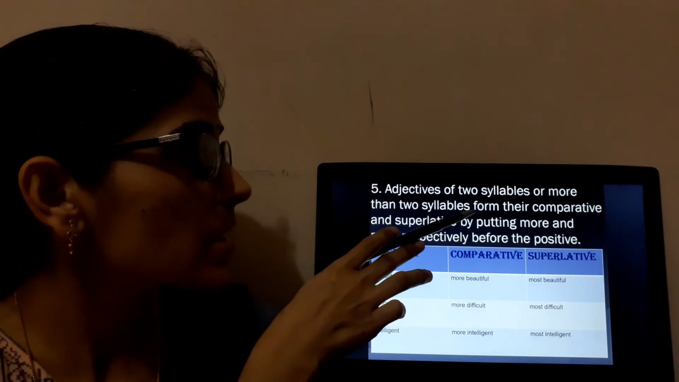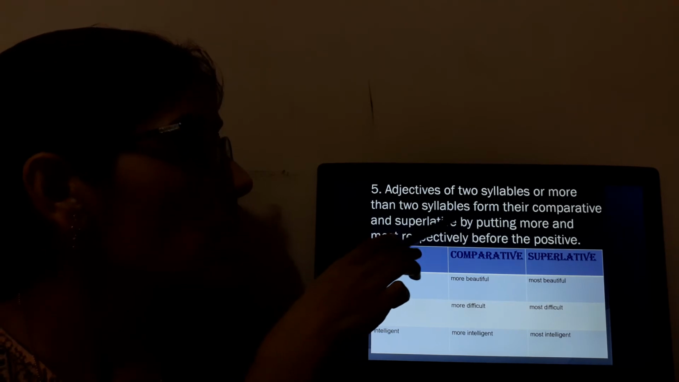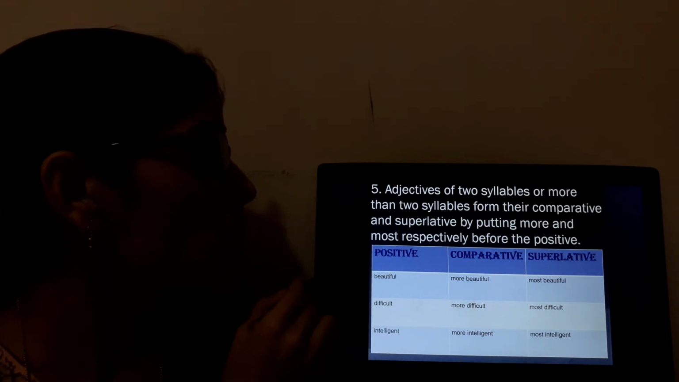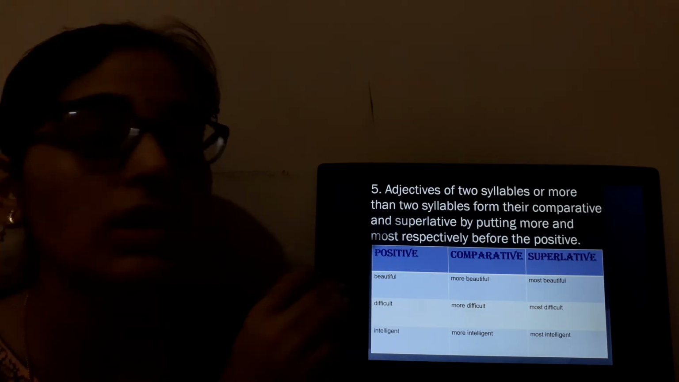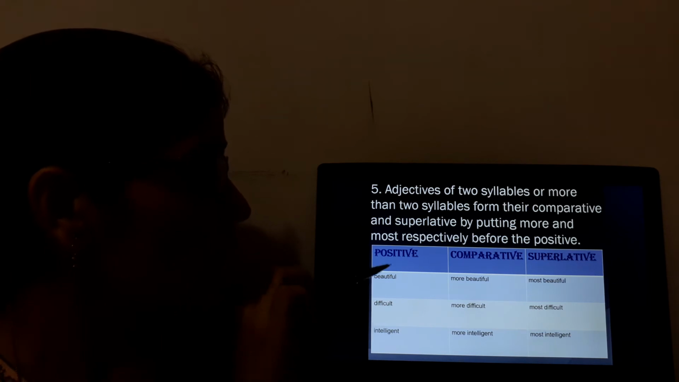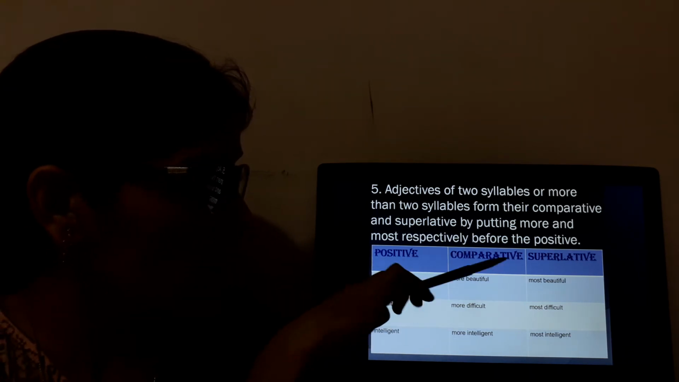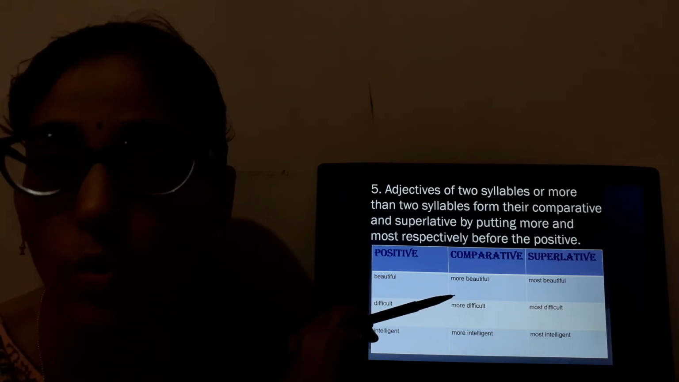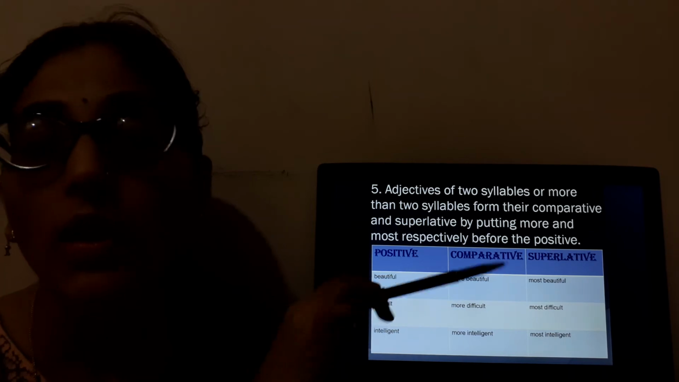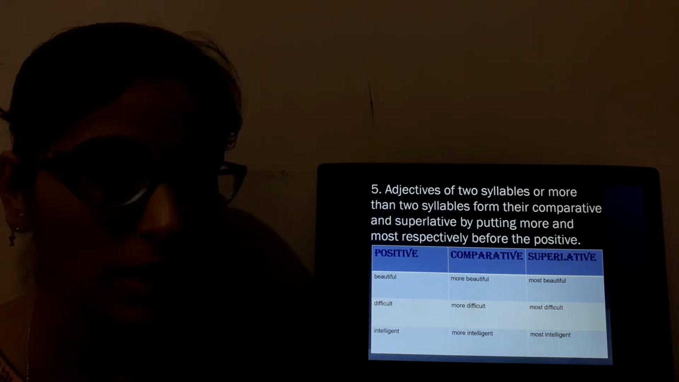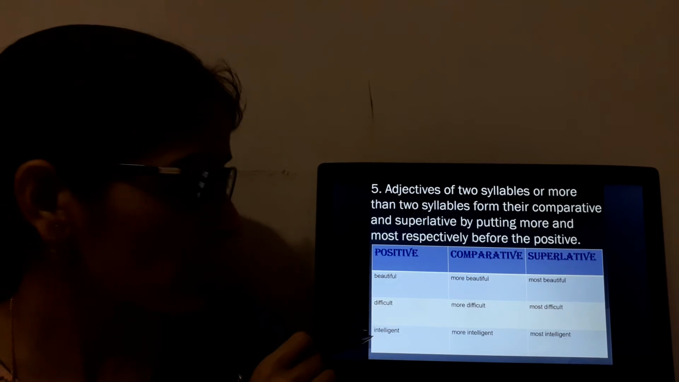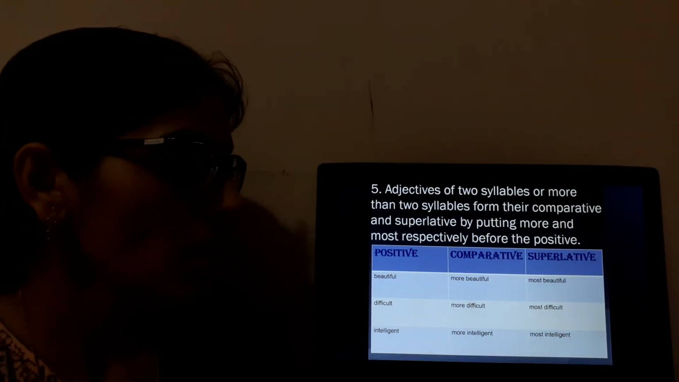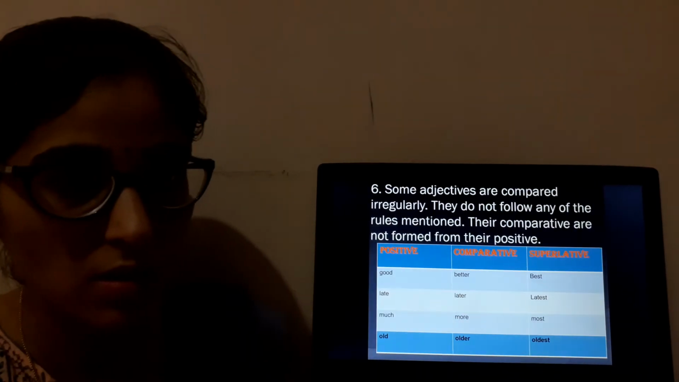Adjectives of two syllables or more than two syllables form their comparative and superlative by putting more and most respectively before the positive. Here you can see the positive words, comparative and superlative. What have we added here? More. For comparative we are going to use more. Clear? More beautiful. Then for superlative, most beautiful. So you can see the difference here. Difficult, more difficult, most difficult. Clear? So we are adding here more and most.